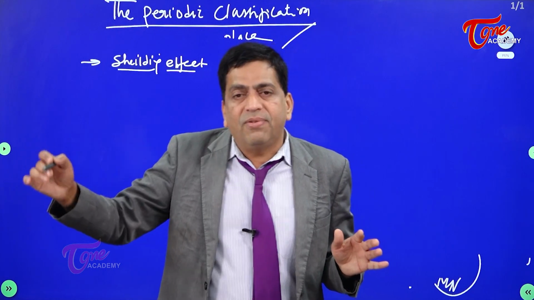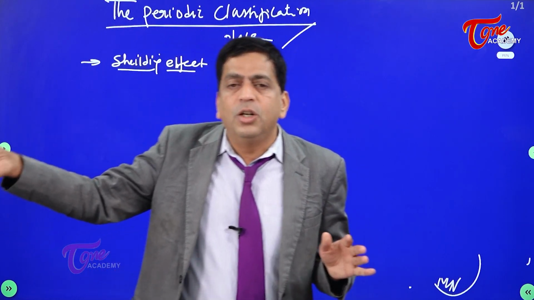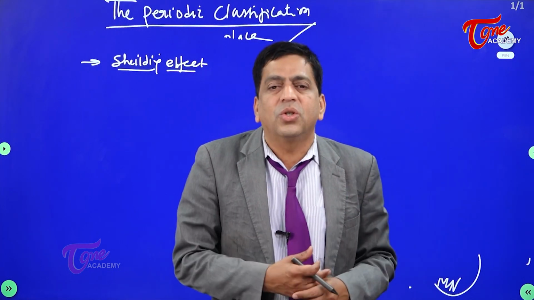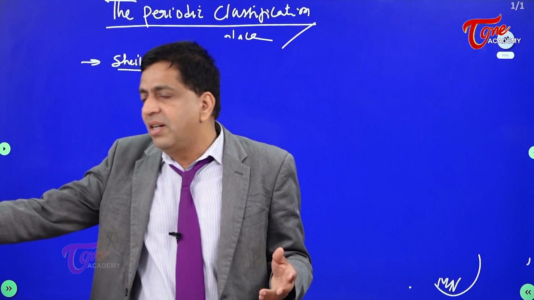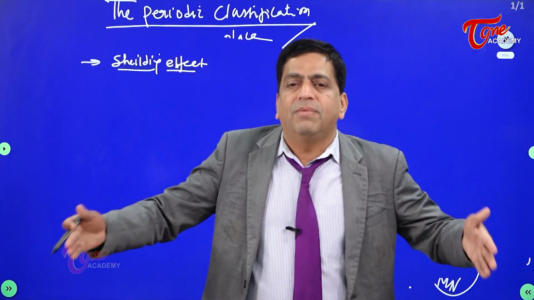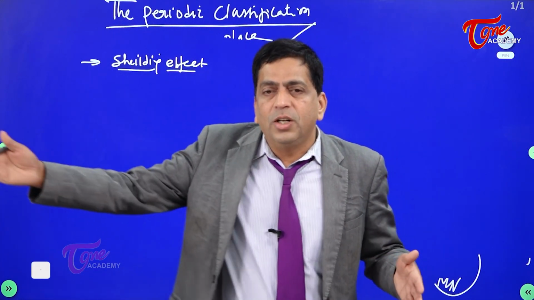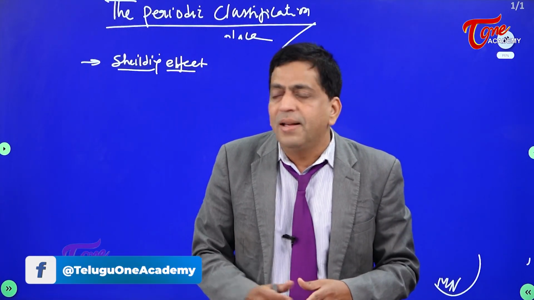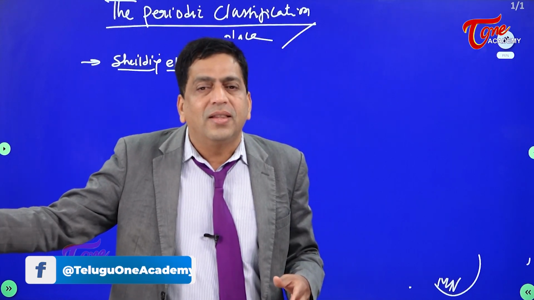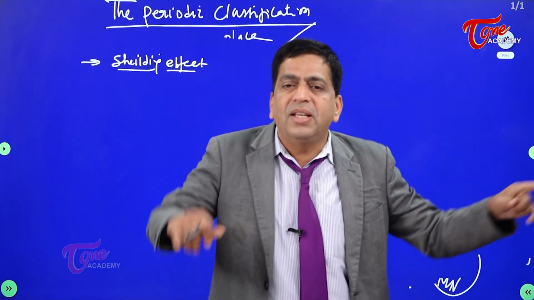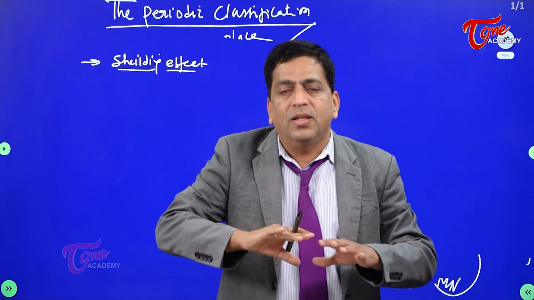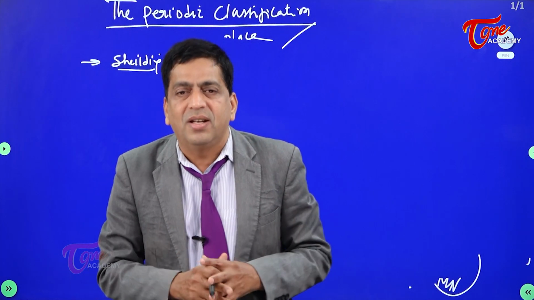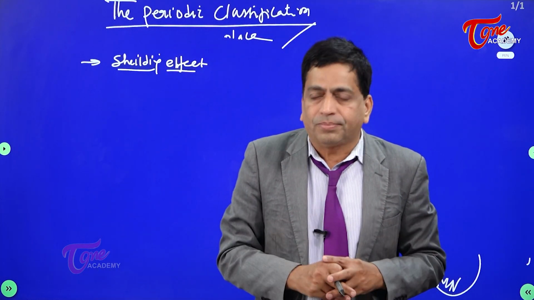If someone is asking what is shielding effect, then you tell them that in between the nucleus and the outermost shell, if the number of shells goes on increasing, then the nuclear force of attraction that is supposed to be falling on the outermost shell basically decreases. So there is the effective nuclear force of attraction. Let me use that word effective. Effective is nothing but resultant.